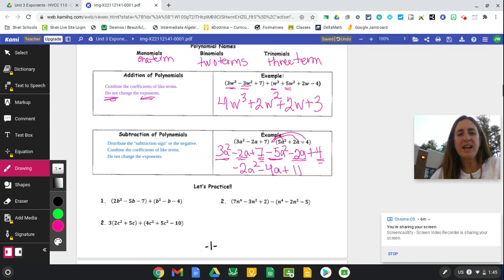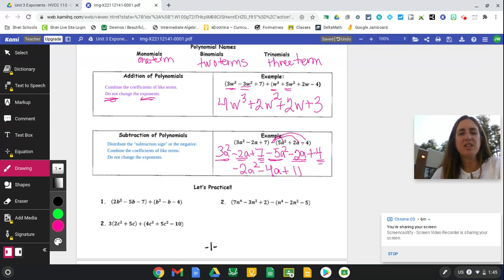There are 3 practice examples down here, and you guys are going to try these practice examples by submitting your answers in your PlayPosit.